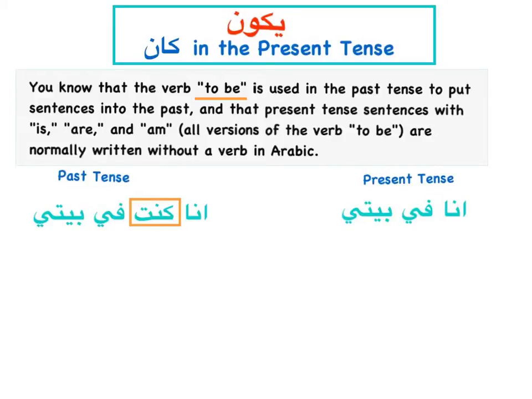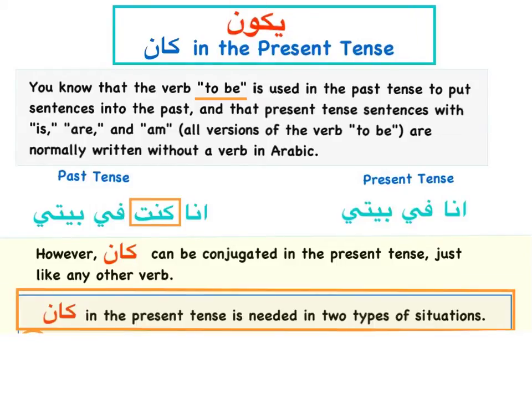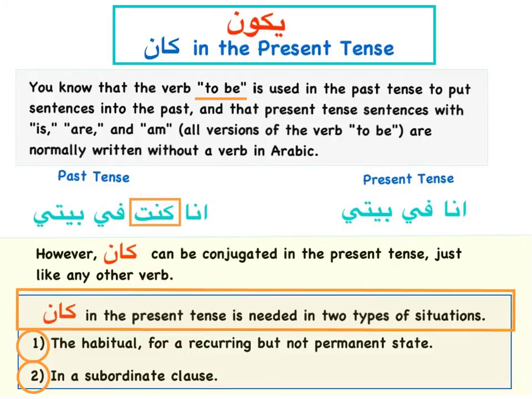So, the present tense sentence, أنا في بيتي, I am at home. In the past tense, all you need is to put were, I were in my place, أنا كنت في بيتي. However, كان can be conjugated in the present tense just like any other verb. So, that's why we have يكون. And كان in the present tense is needed in two types of situations.